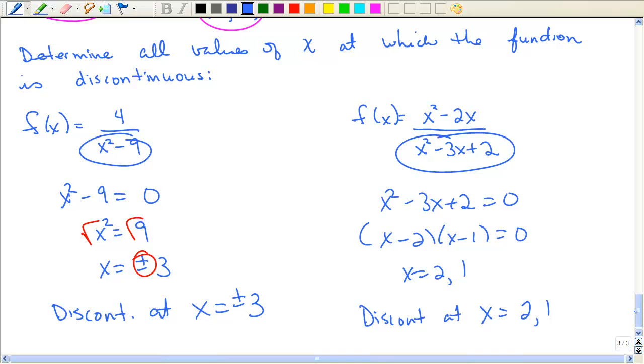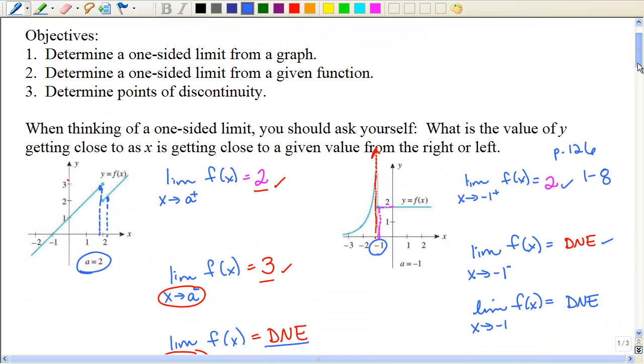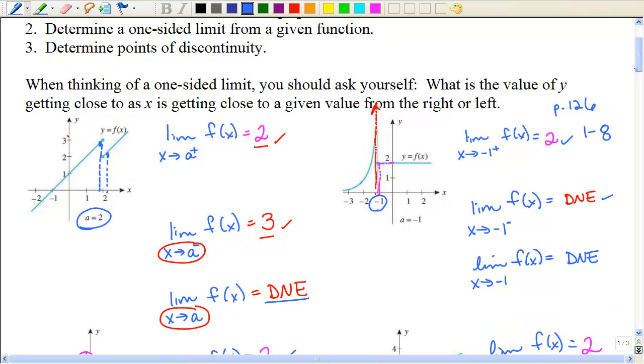Alright, so just to conclude, continuous just means that if you drew the picture, you wouldn't pick up your pen or pencil, alright? And when you're talking about one-sided limits, we have from the right and from the left, but in order for the limit to exist, the right and left must match. And if they don't, then the limit does not exist.